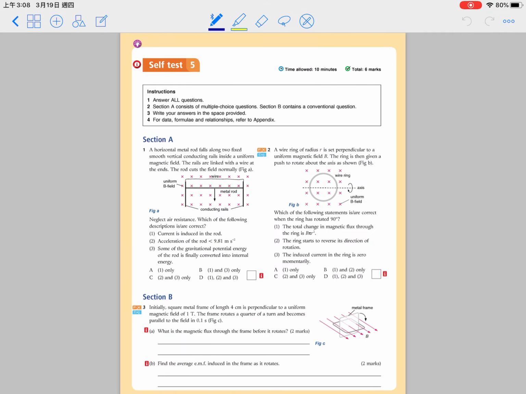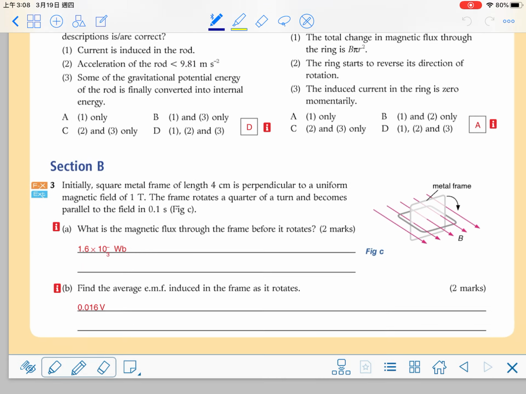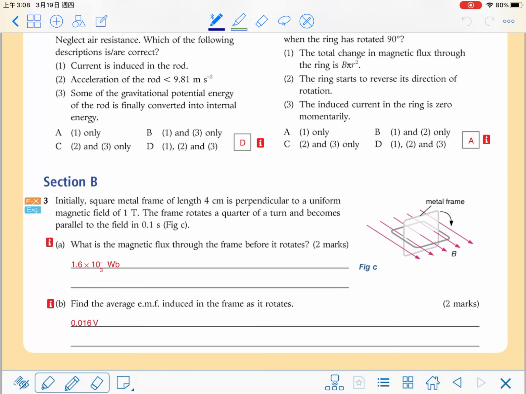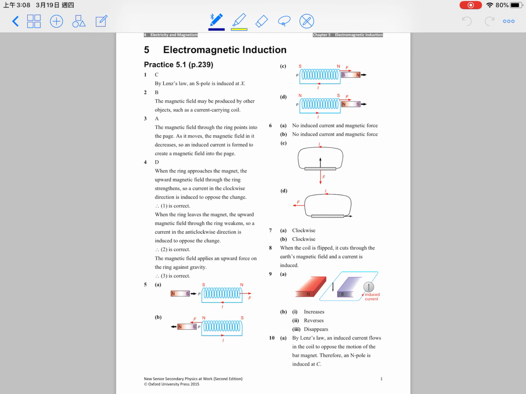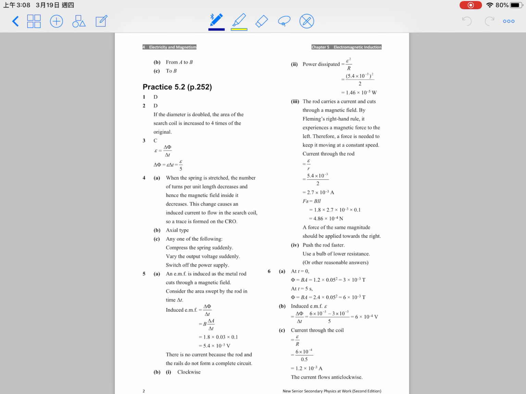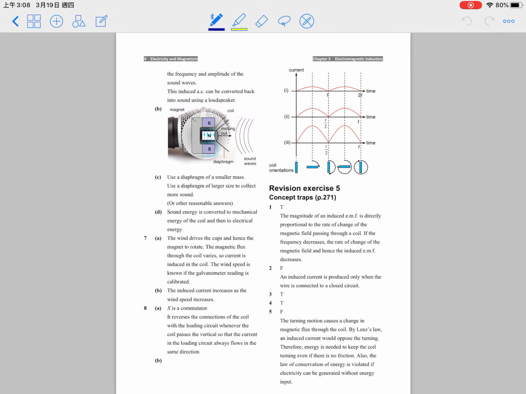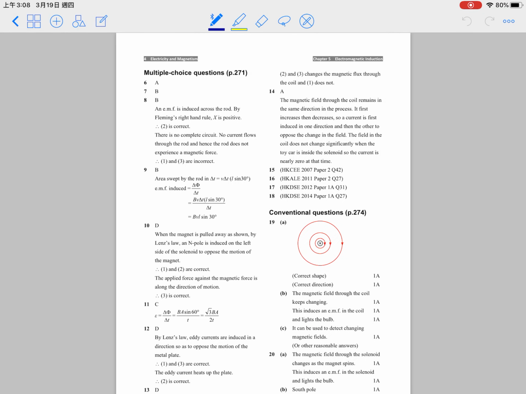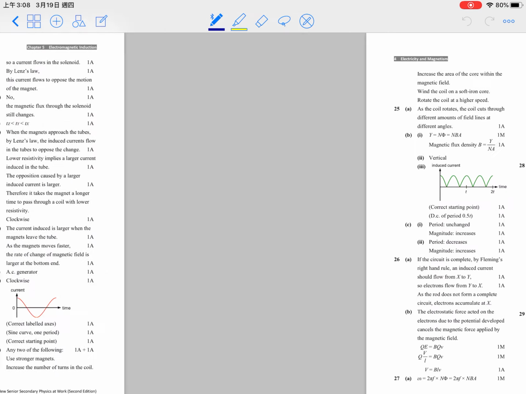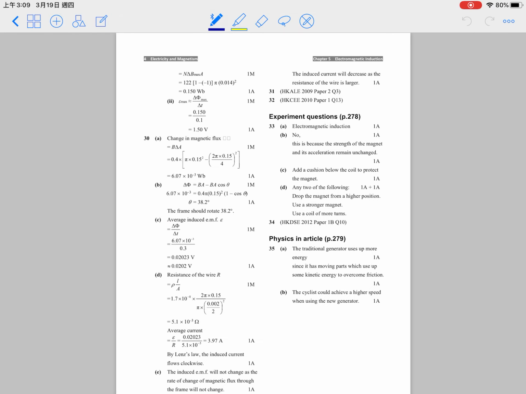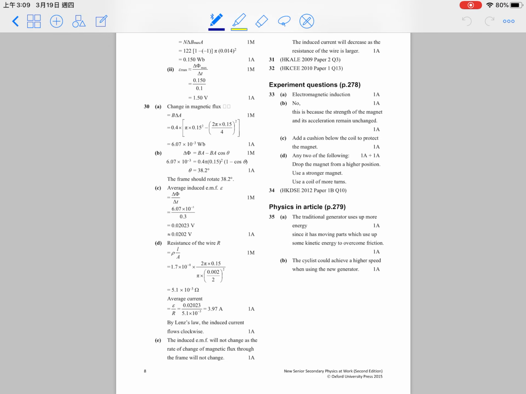Self-test. Self-test answer. You can find the solution of your textbook here or download the PDF. Oh, it will be the end.